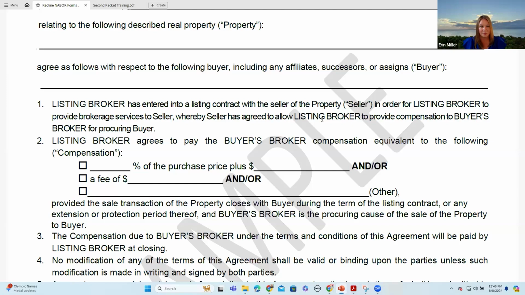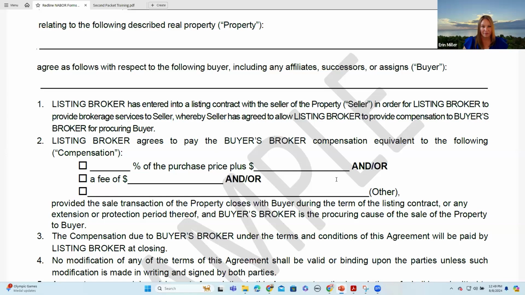Paragraph 2, here's where the listing broker is committing to compensate the buyer's broker. Listing broker agrees to pay the buyer's broker compensation equivalent to the following: a percentage of the purchase price plus some dollar amount, a fee of some dollar amount, or some other type of compensation, provided that the sale transaction of the property closes with that particular buyer listed in this agreement during the term of the listing contract or any extension or protection period thereof, and the buyer's broker listed on this form is the procuring cause of the sale of the property to the buyer.